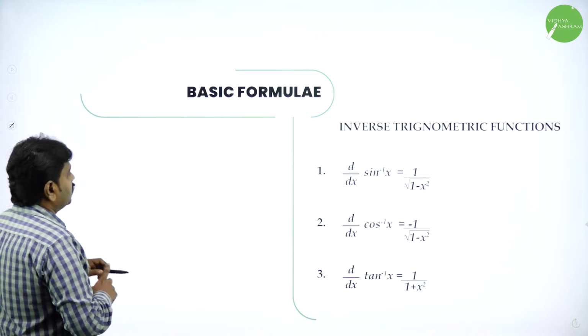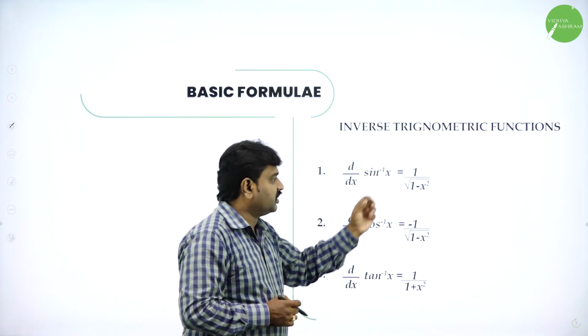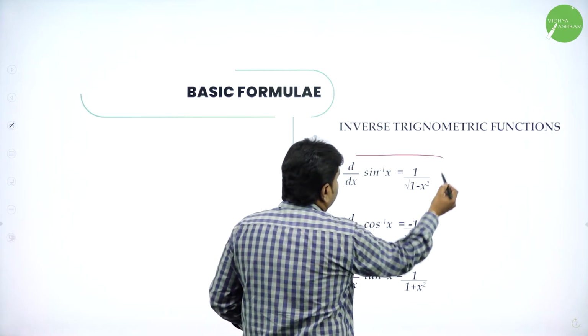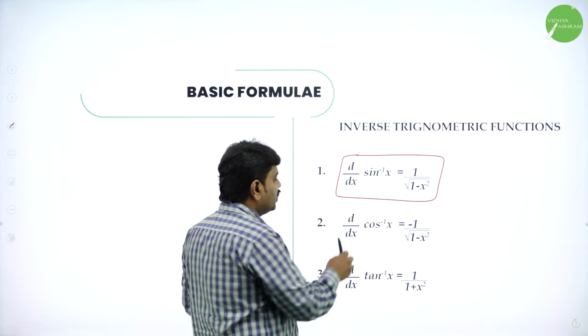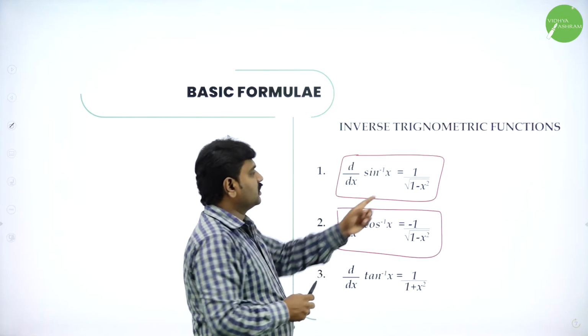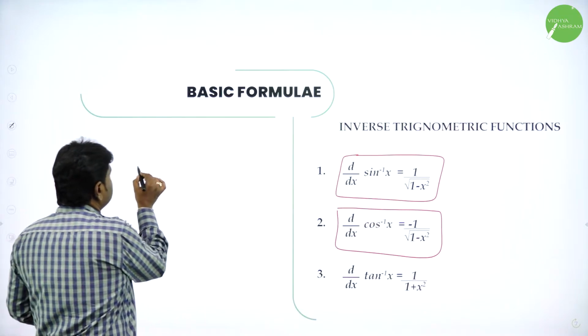Now, the inverse trigonometric functions. Differentiation of sin inverse x is 1 by root of 1 minus x square. D by dx of sin inverse x is 1 by root of 1 minus x square. Cos inverse x is the same but negative. So the difference between sin inverse x and cos inverse x is the sign.